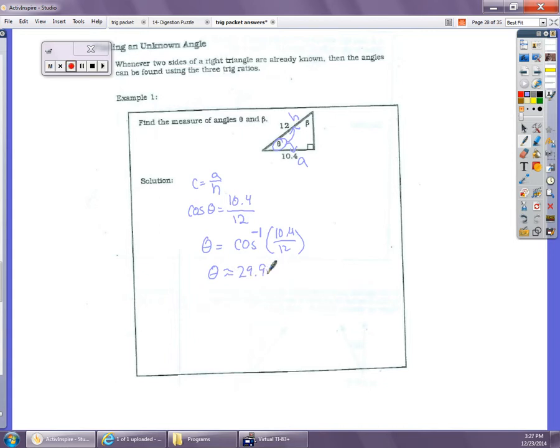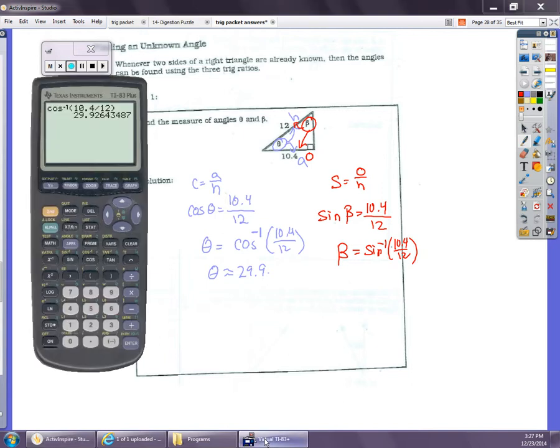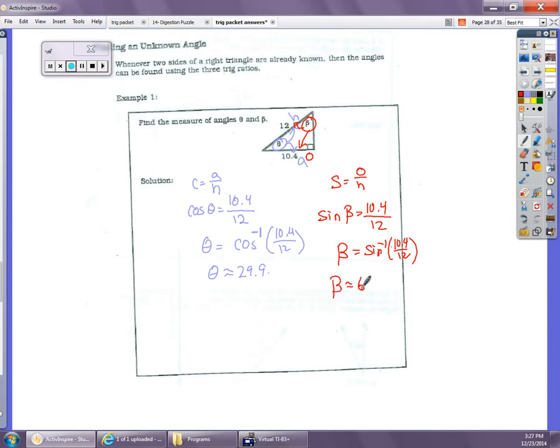Now, to find the other angle, in red, once again, now we have the hypotenuse, but this is opposite. So to find this angle, its sine is opposite over hypotenuse. So we have the sine of our angle is opposite, which is 10.4 over 12. So once again, we take the inverse sine of 10.4 divided by 12. And so now we do inverse sine 10.4 divided by 12, and it gives us about 60.1. So this angle is approximately 60.1.